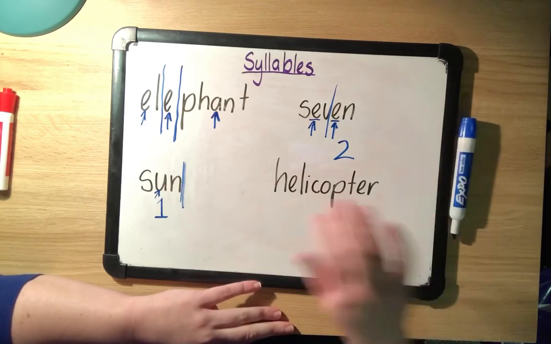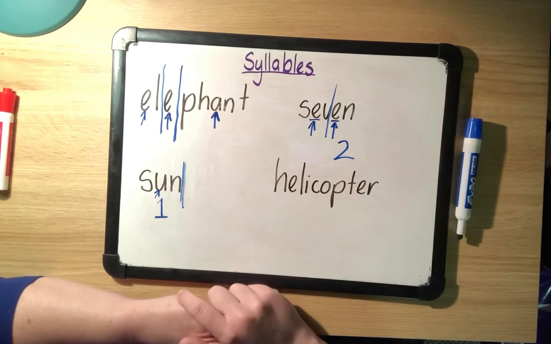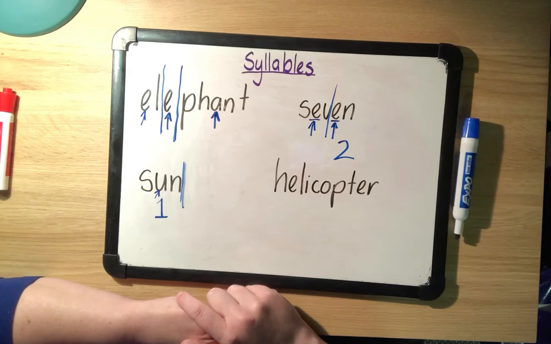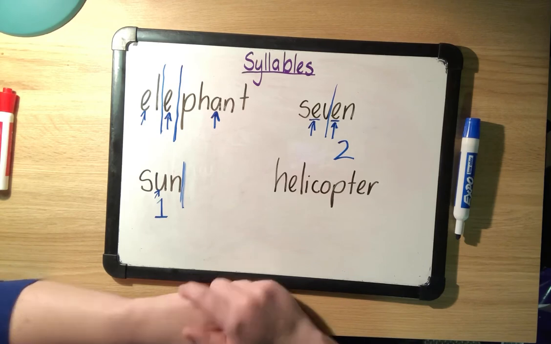Our next and final word that I've got on here is helicopter. You need to say it slowly like a robot. Put your hand under your chin. 3, 2, 1. Helicopter. How many times did your chin drop down? Let's do it again. Helicopter. How many beats were there? That's right, there was 4.